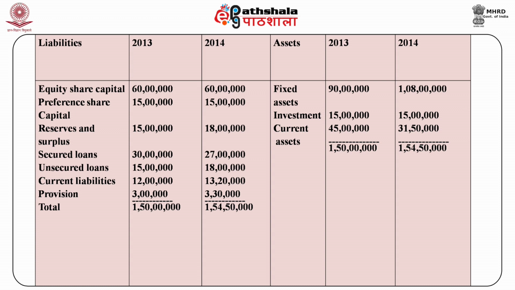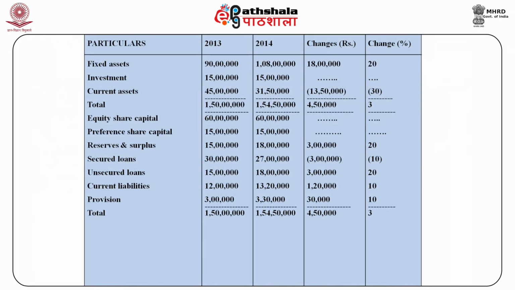The fixed assets for the year 2013 comprises of 90 lakh, investments 15 lakh and current assets 45 lakh. For 2014, we have fixed assets 1 crore 8 lakh, investments for the year 2014 15 lakh and current assets are 31 lakh 50,000. The total assets comes to for 2013 1 crore 50 lakh and total assets for the year 2014 comes to 1 crore 54 lakh 50,000. Now we start the solution of this problem.